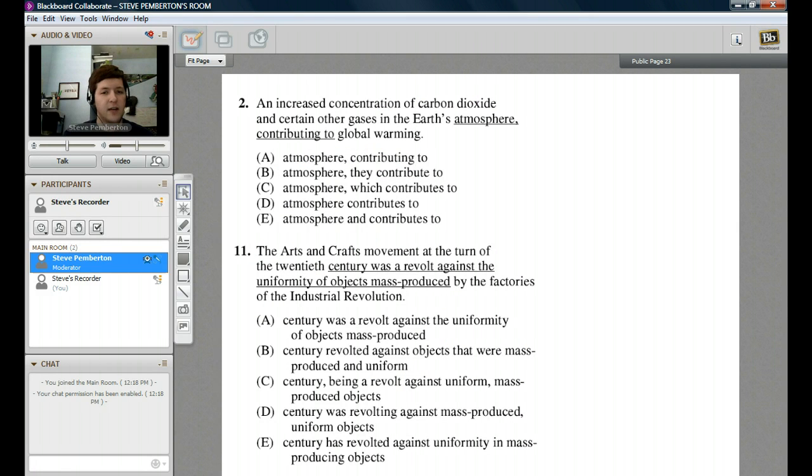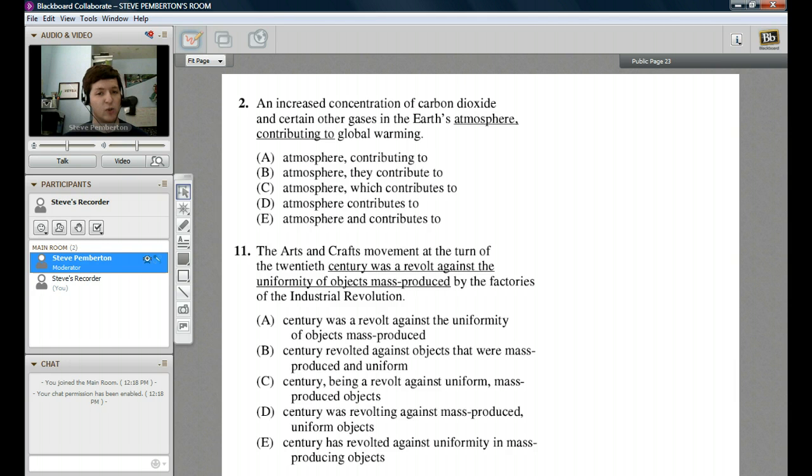Number 2, an increased concentration of carbon dioxide and certain other gases in the Earth's atmosphere, contributing to global warming. Now, the contributing is a little awkward. It would be okay to have the comma and then contributing to global warming if you could end the sentence right after the word atmosphere. But it'd be a little awkward to do that, an increased concentration of carbon dioxide and certain other gases in the Earth's atmosphere. You're kind of left wondering, okay, what next? There's no verb as to what's going on in that sentence. There's no main verb. The contributing was supposed to be the main verb, but the comma kind of cut it off. So looking at the alternatives, we might be able to see what exactly we're being tested on.